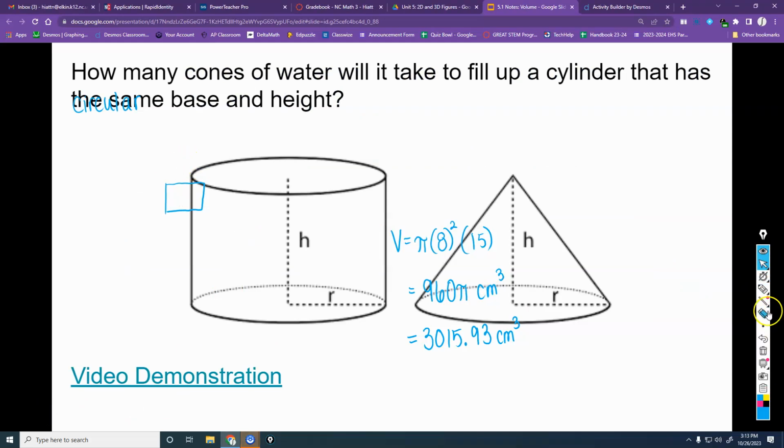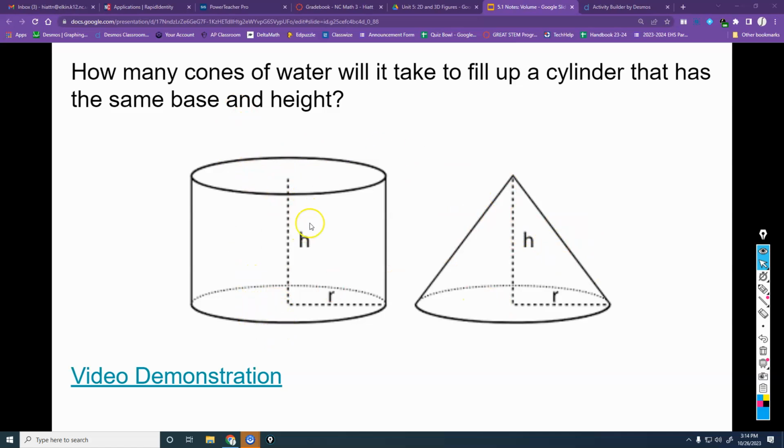All right. Now, if we were in class, I would do this actual experiment. But I would like for you to think for a second how many cones of water it would take to fill up a cylinder that has the same base and the same height. So you can see we got a cylinder here and a cone, and the size of the bases of both of these are the same, and the height of both of these are the same. So what I want to know is if I took this cone right here, I turned it upside down, and I filled it up with water, and I poured it into this cylinder, how many times do you think I would have to do that before I would fill up the cylinder?